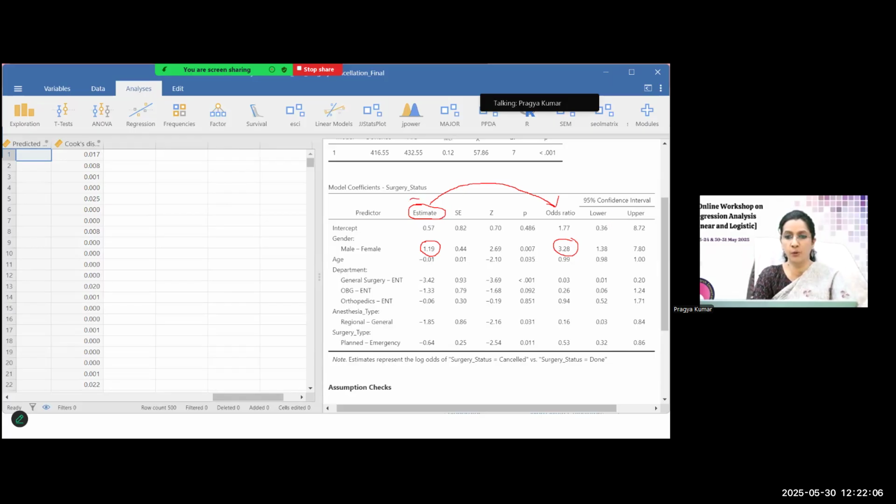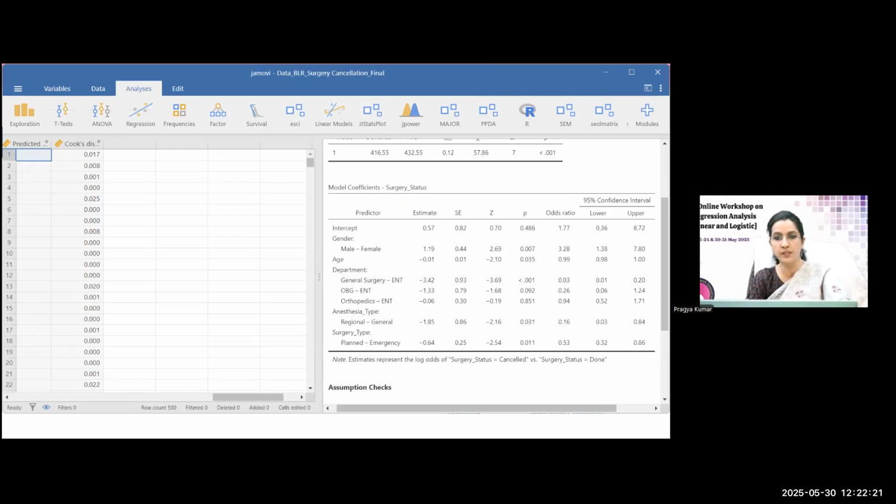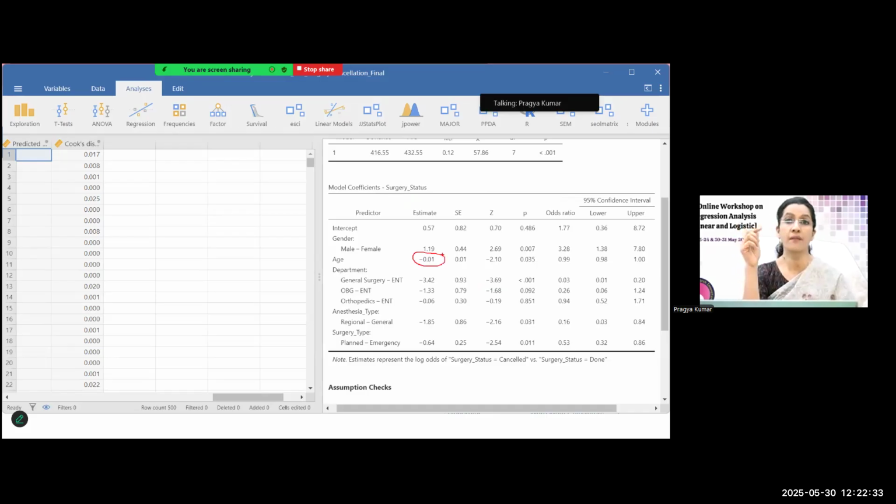So basically we don't report it, or you may report it also, it is up to you. But classically you see in the table that they report up to this point: odds ratio, Z, p, standard error, and 95% confidence interval. And here, with age, if you see the estimate, it is negative. What we have learned in this session is that if the logit is negative, the odds ratio will always be less than 1.